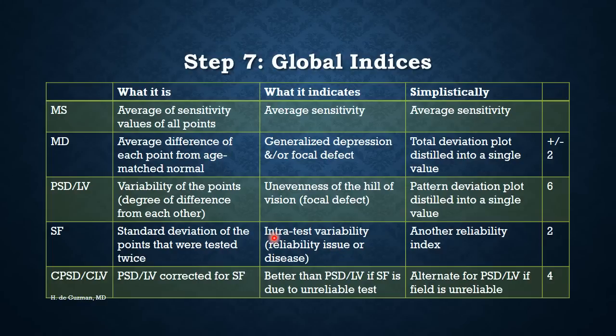SF indicates intratest variability. That variability can be either due to the patient's reliability or due to disease. So you can think of it as another reliability index, and a value over 2 is abnormal. The CPSD or CLV are better than the PSD or LV if the short-term fluctuation is due to an unreliable test. But if the short-term fluctuation is due to disease, then you're better off relying on the PSD or LV. So think of it as an alternate for the PSD or LV. And a value over 4 is abnormal, and the further away it is from 0, the worse it is.